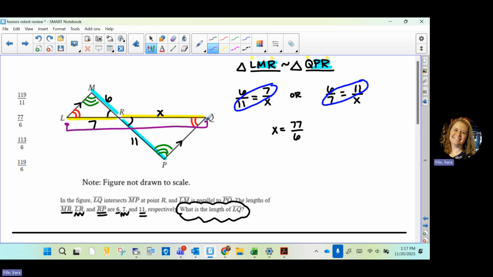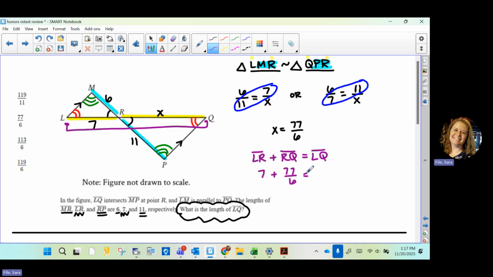So how am I going to find that? I have to add the X and the 7. Okay, I have to add these 2 pieces. I know LR and I know RQ. LR plus RQ will give me LQ, which is what I want. And I know LR is 7, RQ is 77 over 6.